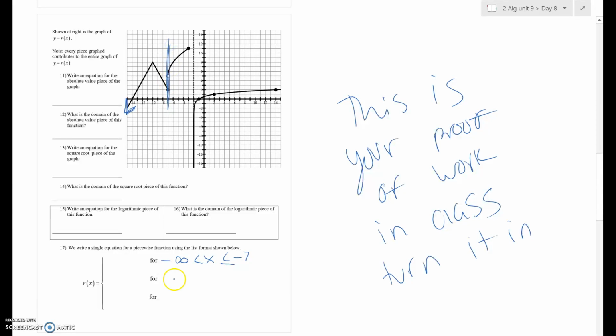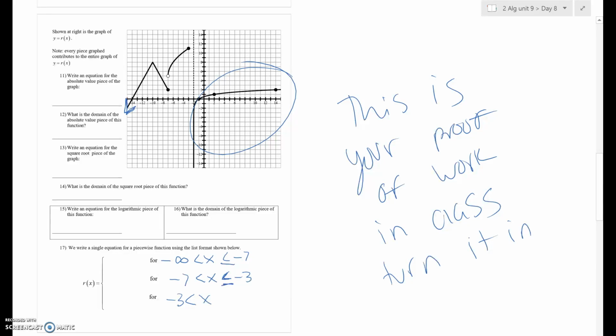Here you can see the left boundary is at -7. You can see the circle is open, so it is not included, it is not equal to. And then this boundary on the right side of the square root function is at -3. Since that circle is closed, it will be included. And the logarithm has a domain of everything greater than its asymptote. Okay, so there I helped you with domain.